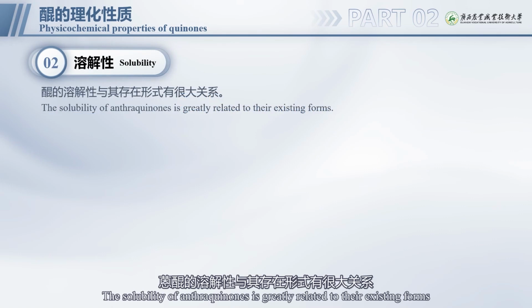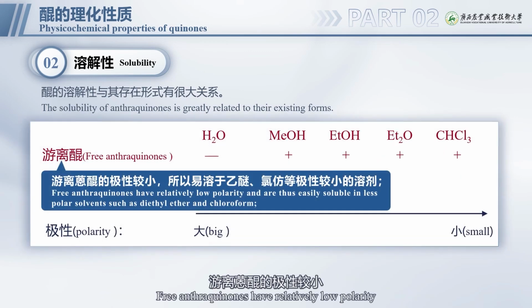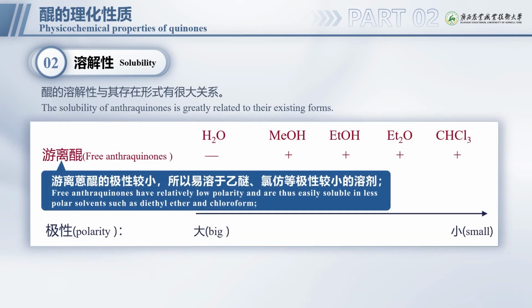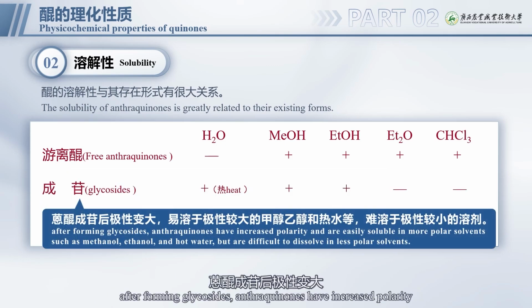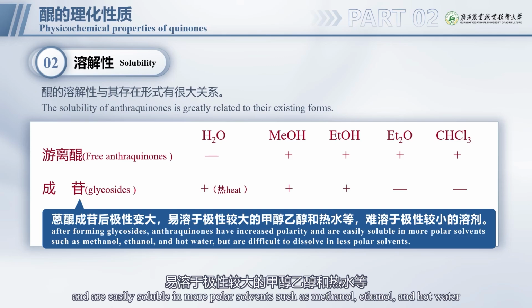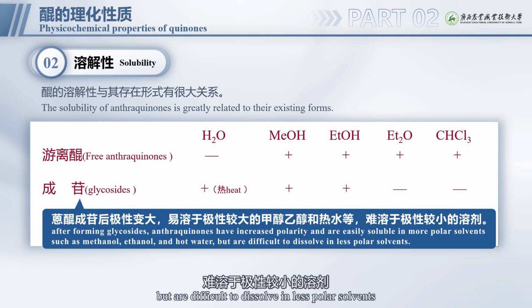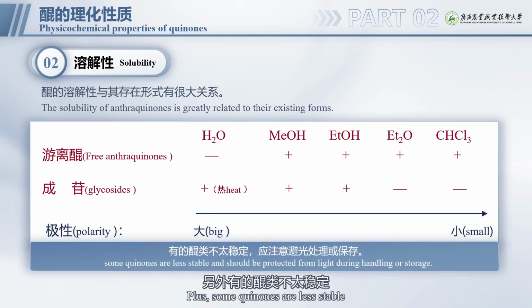The solubility of anthraquinones is greatly related to their existing forms. Free anthraquinones have relatively low polarity and are thus easily soluble in less polar solvents, such as diethyl ether and chloroform. After forming glycosides, anthraquinones have increased polarity and are easily soluble in more polar solvents such as methanol, ethanol, and hot water, but are difficult to dissolve in less polar solvents. Plus, some quinones are less stable and should be protected from light during handling or storage.